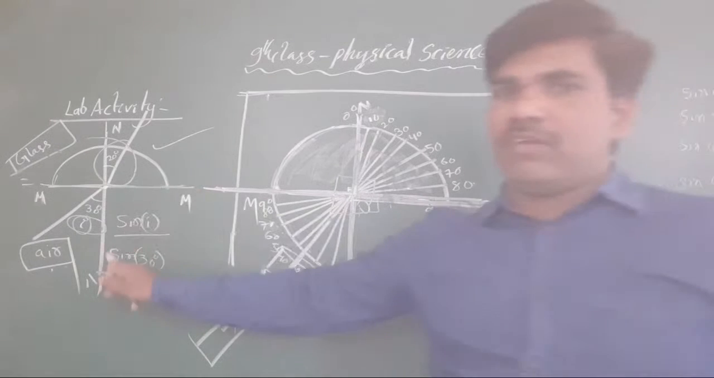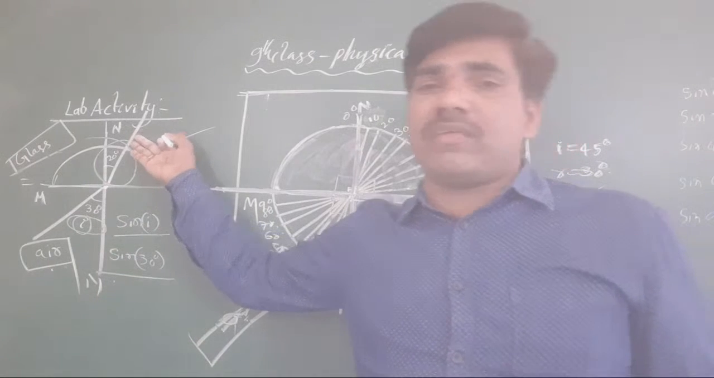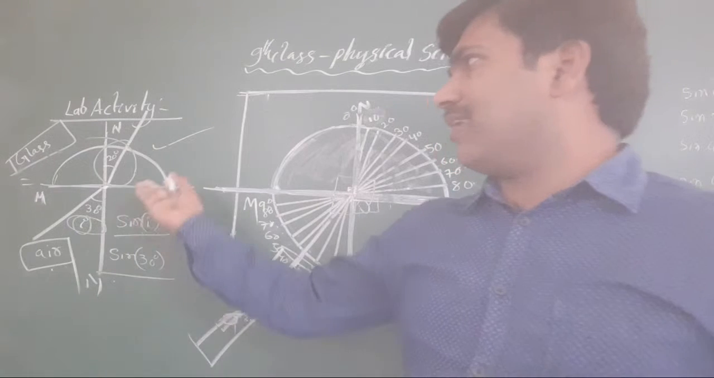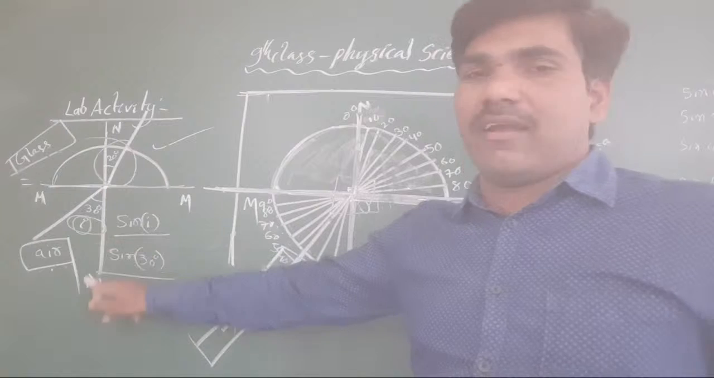And below the M it will be taken as a. Above the M we have the protractor, or otherwise the semicircle glass, it will be there. That's why it will be taken as a. Yes, it is a denser media, it is a rarer media.